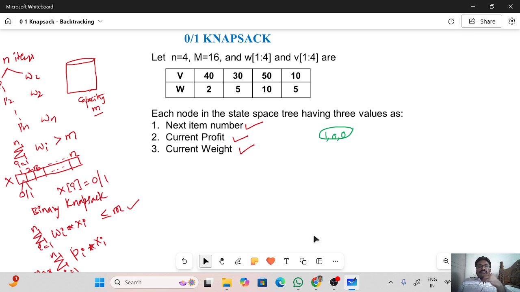And the items we are going to arrange in the order where the profit by weight must be greater than or equal to the next item's profit by weight. If the current item is i, next item is i plus 1, what is the relation? The profit by weight value must be greater than or equal to P(i+1) by W(i+1).